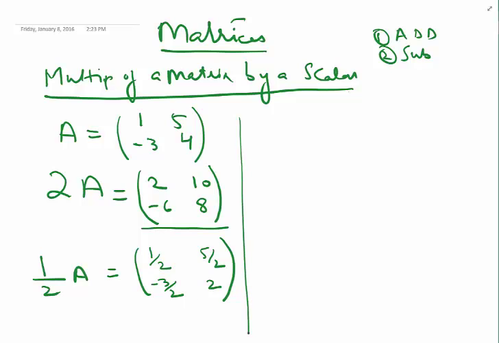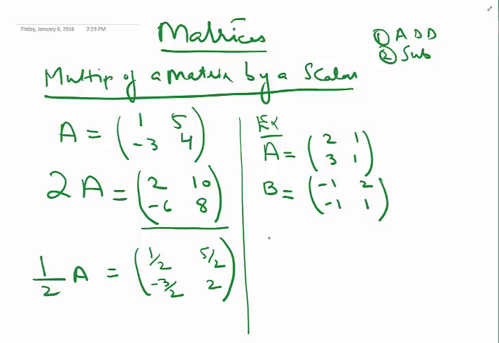Alright, so let's combine the concept of addition, subtraction, and multiplication of a matrix by a scalar in one example. Okay. Let's suppose we have a matrix A with entries 2, 1, 3, 1, and we have matrix B with entries minus 1, 2, minus 1, and 1. And we are required to find 2 times of A minus 3 times of B.